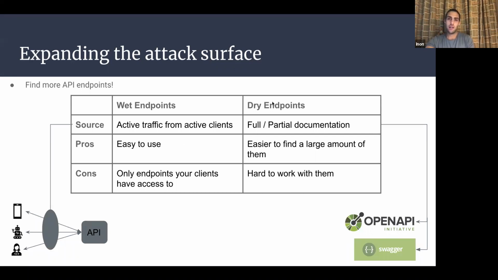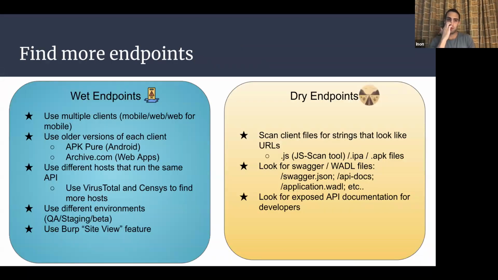And then we have the second type of endpoints, the dry endpoints. Those are endpoints where you have only full or partial documentation. You don't have an active client that generates data into these endpoints. It's much easier to find a large amount of them, but it's much harder to work with them. Why? Because you don't really know what the parameters that should be sent are. So let's see some tips on how you can find more endpoints when it comes to wet endpoints that you can find from traffic that clients generate.